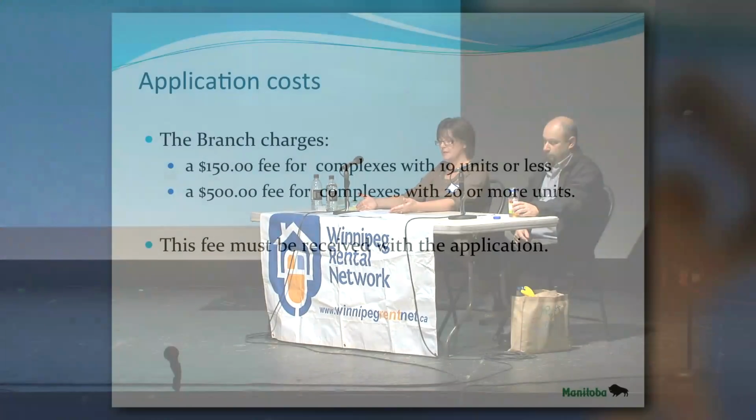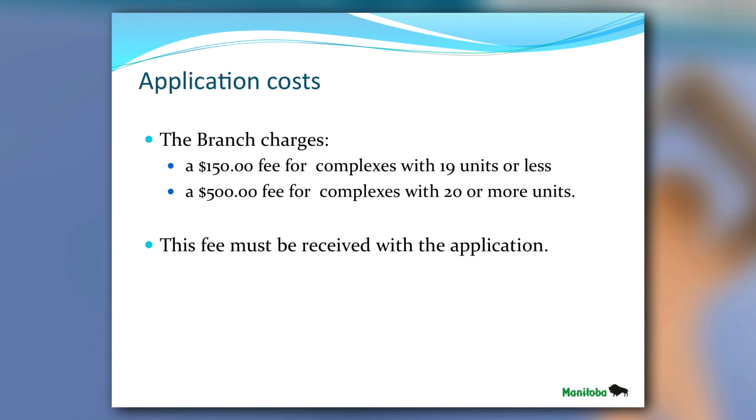The branch charges a $150 fee for complexes that have 19 units or less. And there's a $500 fee for the application for complexes with 20 or more units. And the fee must be received at the time the application is received at the branch.